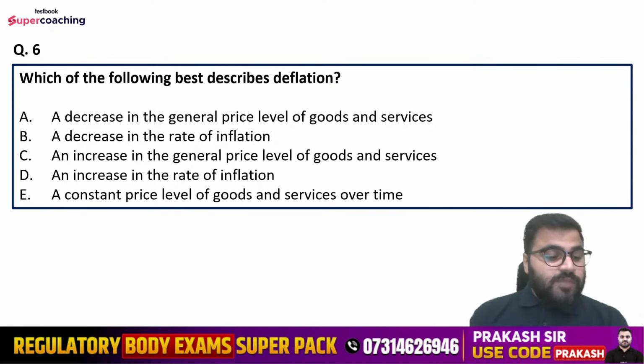Now we are talking about the deflation. So options are: a decrease in the general price level of goods and services; a decrease in the rate of inflation; an increase in the general price level of goods and services; an increase in the rate of inflation; or a constant price level of goods and services over time.